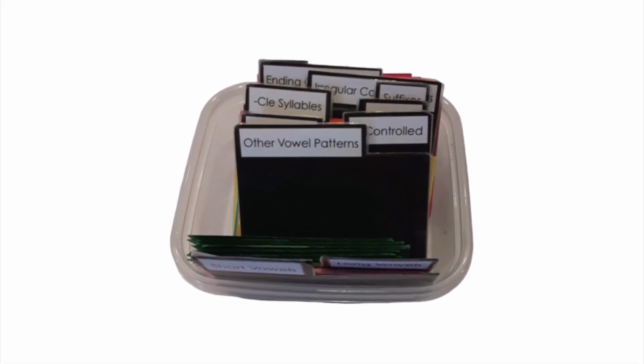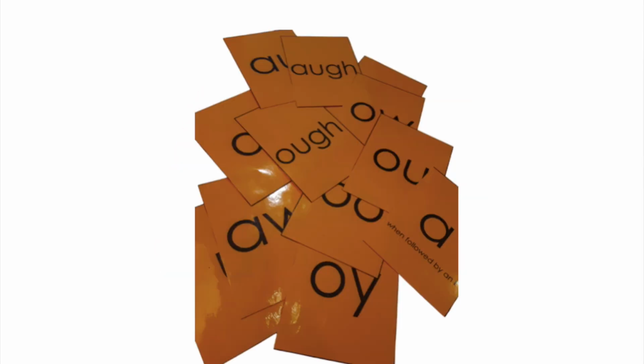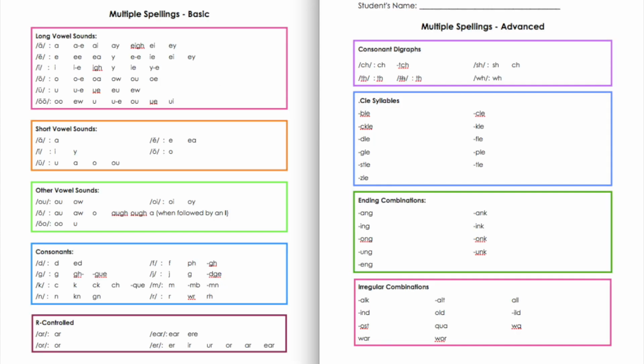For example, when you're working on the category Other Vowel Sounds, spread out this group of cards and have your child arrange them according to sound. Which ones say ah, which ones say oi, and so on. Don't forget, if you're having trouble remembering these sounds yourself, you can always check the multiple spellings sheet. But if you can't remember yourself, there's a good chance you're moving too quickly for your child.